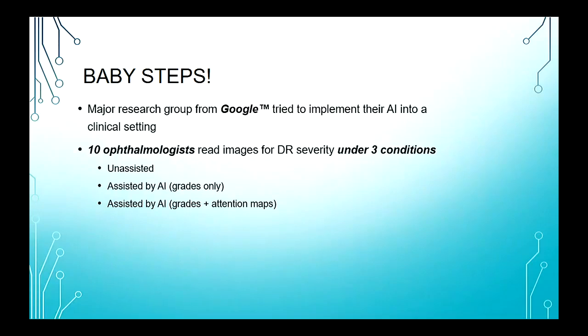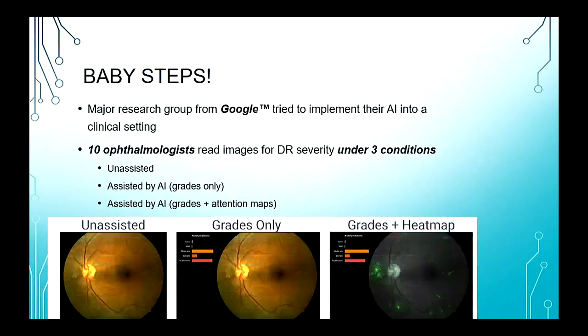So they wanted to see if this would help the clinicians perform their daily tasks. So these are the things that the clinician would see. If they were unassisted, they would only see the fundus photo. If they were grades only, they would see the fundus photo and the grades suggested by the machine, so the human can override that. If they see the heat maps, they see the areas of the image that the computer is interested in as well, so they can have a closer look.